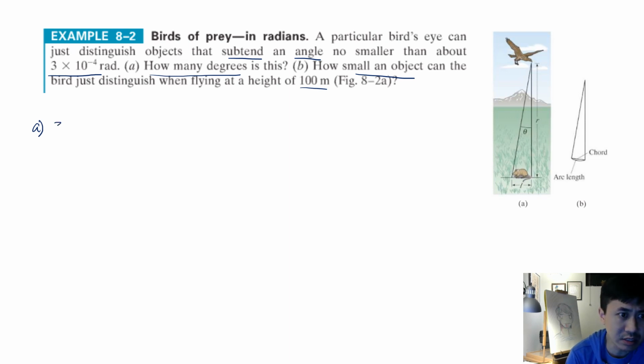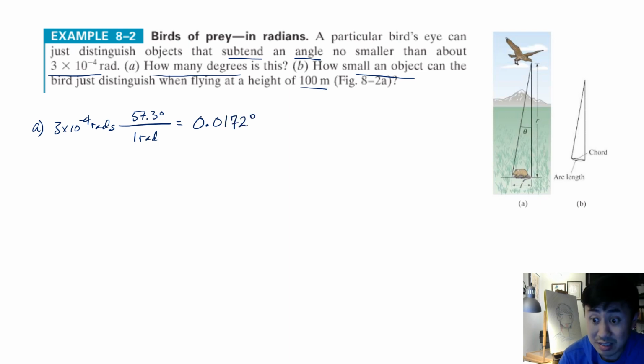Our given is 3 times 10 to the negative 4 rads. And if you remember, 1 rad is 57.3 degrees. So all I got to do is multiply that across. 3 times 10 to the negative 4 times 57.3, and I got 0.0172 degrees. That is tiny.